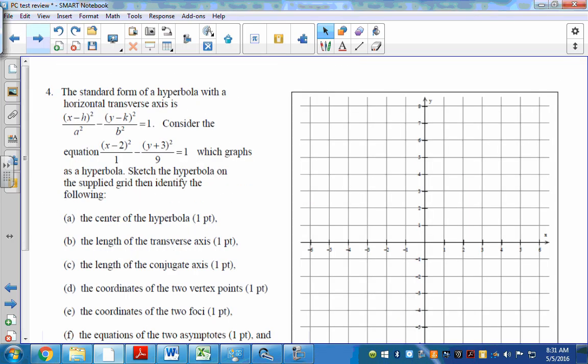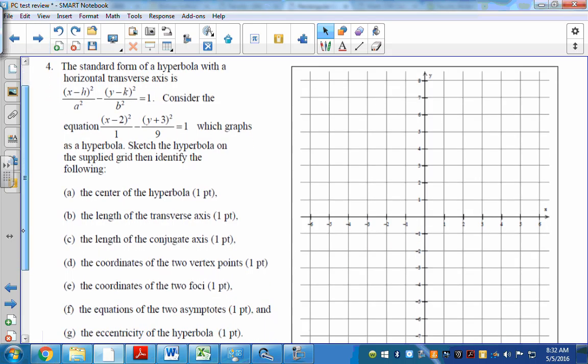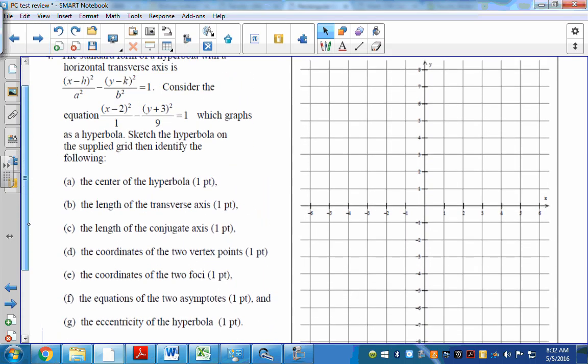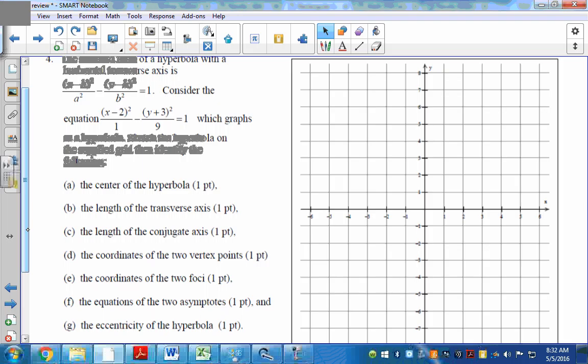Standard form of a hyperbola with a horizontal transverse axis. They give you an equation that graphs as a hyperbola. Sketch the hyperbola, and then identify center, length, etc. All of these things we're supposed to do. We're given a grid, and the picture has to fit in the grid. By the way, if you get numbers and it doesn't fit in the supplied grid, you're probably doing it wrong.